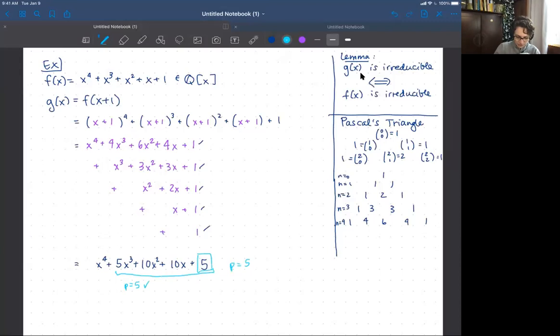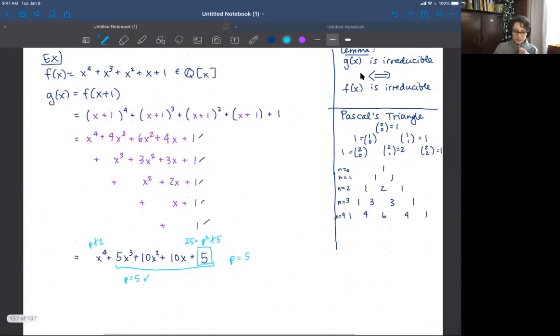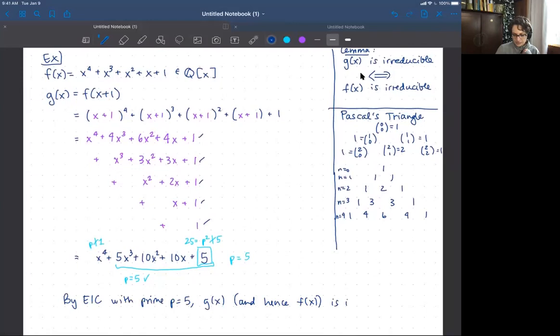For the constant term, p squared doesn't divide 5, right? 25 is not an integer divisor of 5. And my leading coefficient is 1, and p doesn't divide 1. So by Eisenstein's irreducibility criterion, with prime p equals 5, g of x, and hence our original polynomial f of x, is irreducible over the rationals.